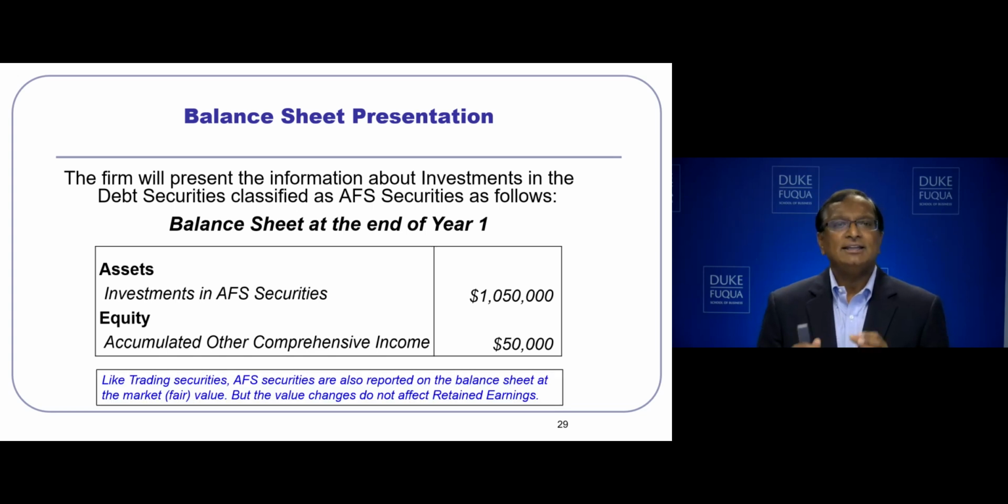Now notice, like trading securities, AFS securities are also reported on the asset side of the balance sheet at fair market value. However, the value changes don't go into retained earnings, it goes into accumulated other comprehensive income, a slightly different item on the balance sheet, but that's how the balance sheet balances.